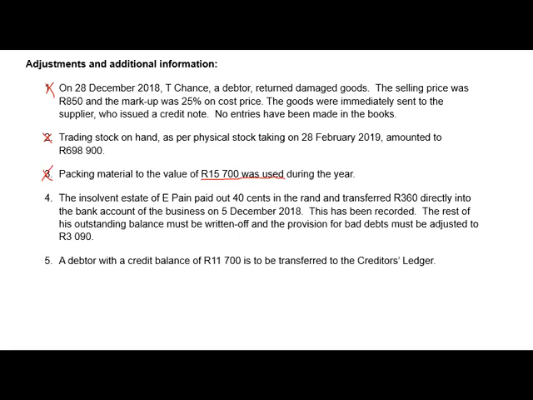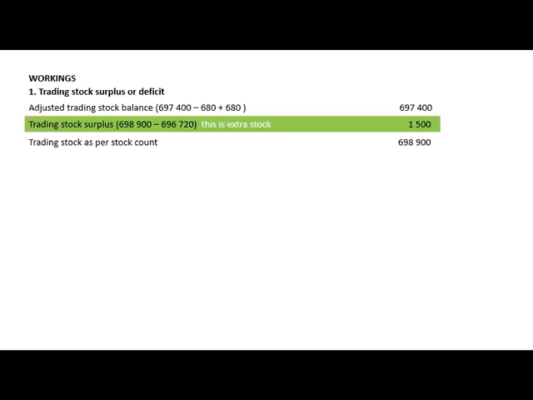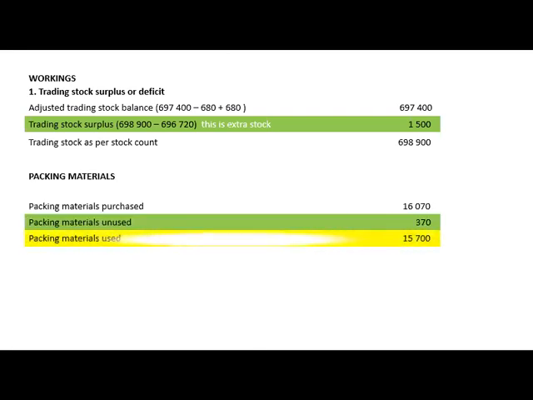And they talk about provision. We'll come back to provision. I'm just going to focus on the writing off part. So we know that this 40 is the 360 because the 360 is what was received and the 360 was recorded. We don't need to worry about that. Let us do the workings and see how we will record that. I've already done packing material. I'm going to move on to bad debts.